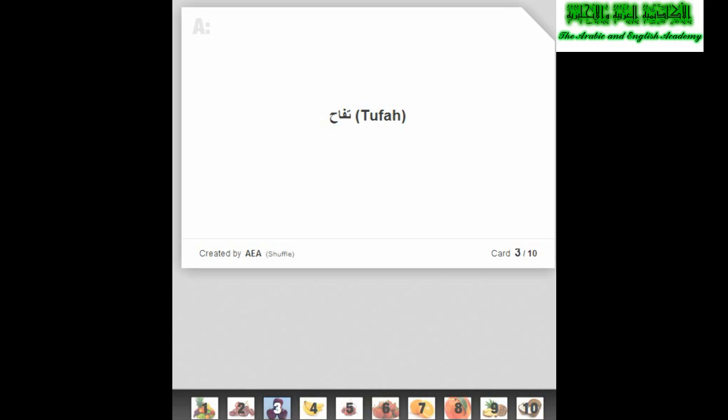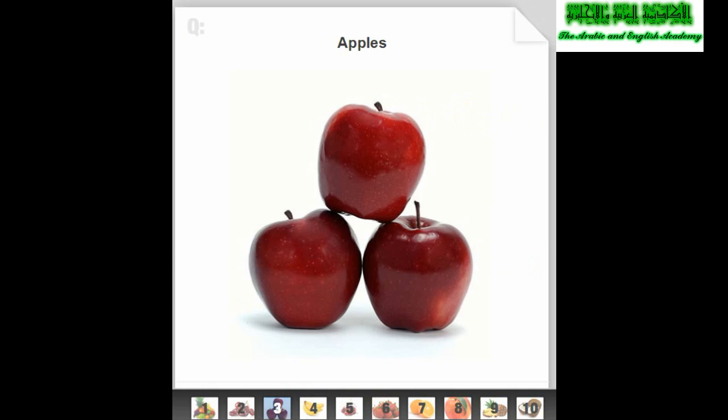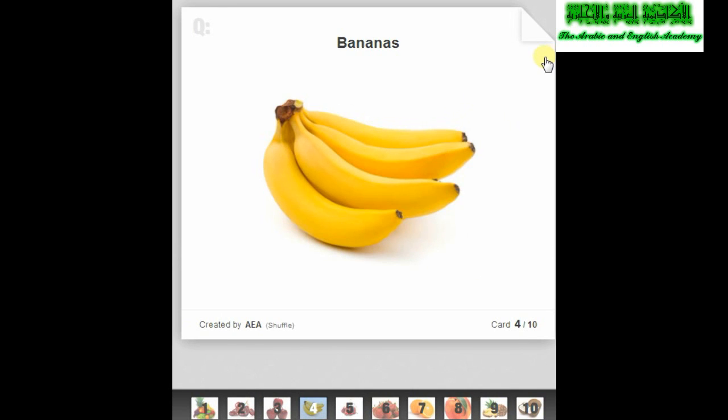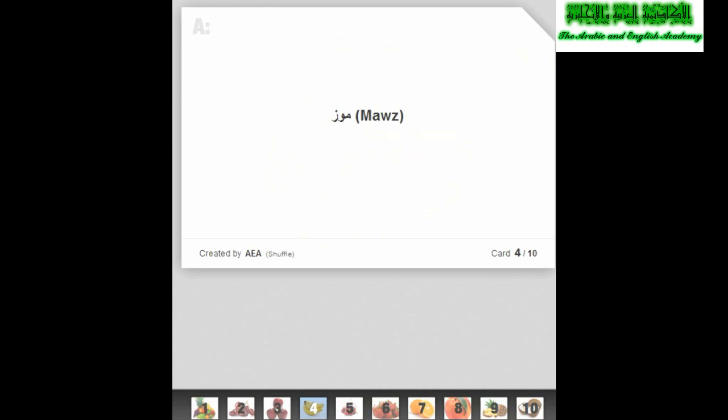Okay, the next word we have is apples, and apples in Arabic is تفاح. تفاح. Apple.